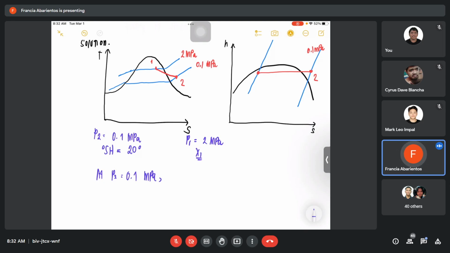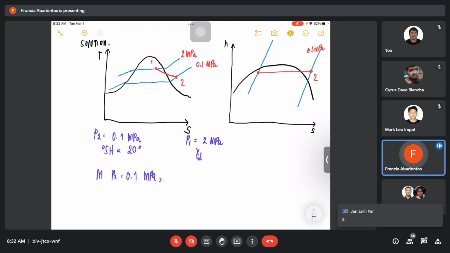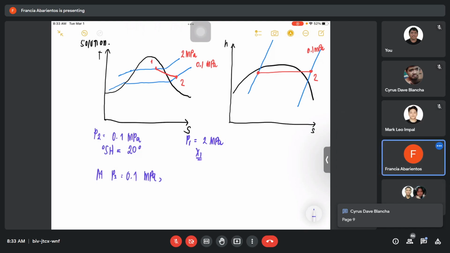It's connected. So, given the pressure, you go to Table 2. Which page? Page 8? Are you sure? Okay, page 8, 0.1 MPa using a ruler. Table 2, page 9, 0.1. Page 9, class. Double check. That is page 9. You're late, your answer is wrong. 0.1.